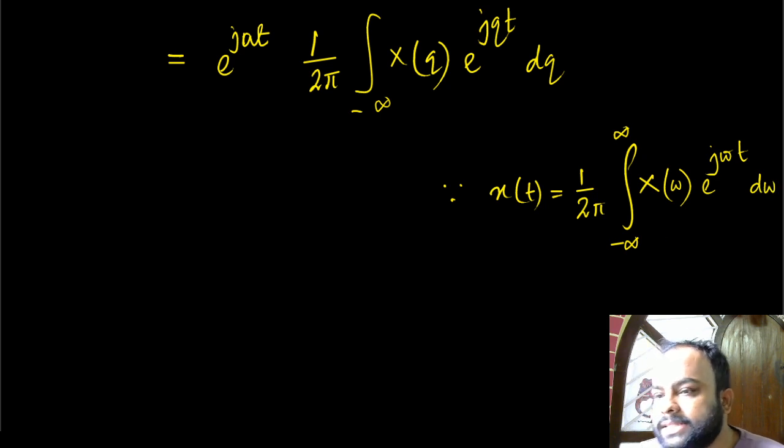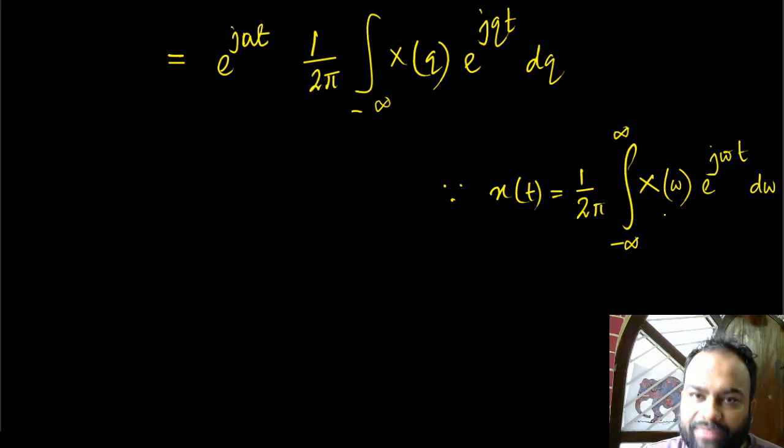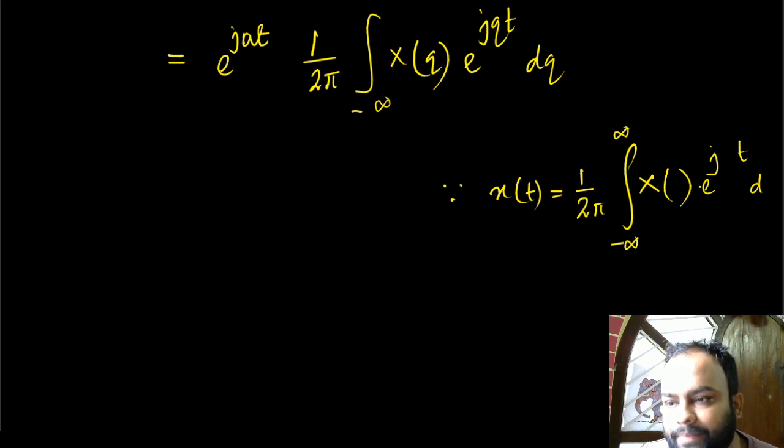But again, since omega is the variable of this definite integral, it is just a placeholder name. I can write anything I want here. So instead of writing omega, I could write p here, I could write q here, I could write anything here, because this is just a placeholder name. So with that understanding, I can always write q here if I want.